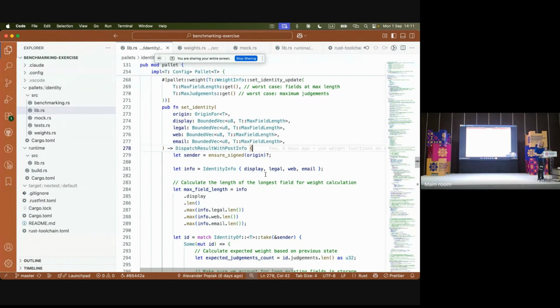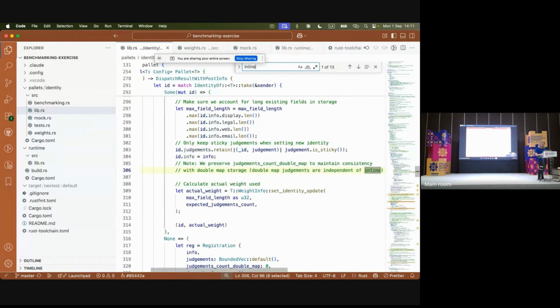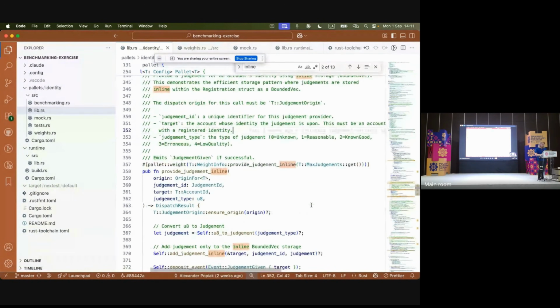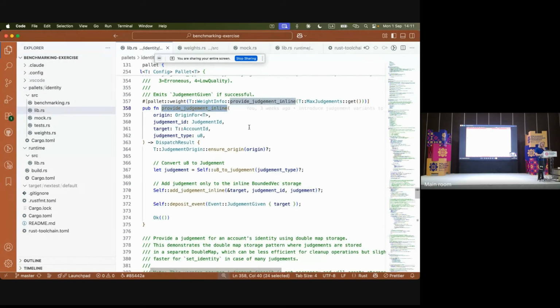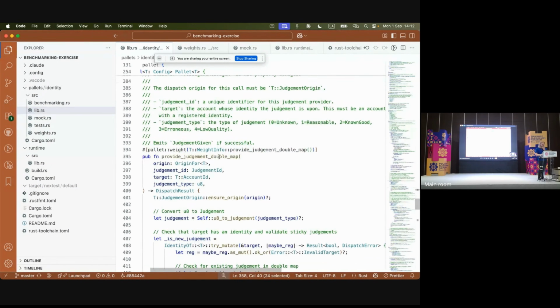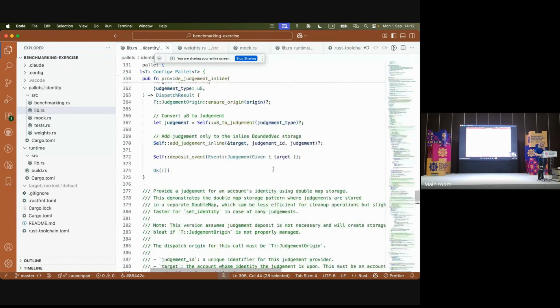Perfect. Cool. All right. So the question came up, what is inline, what is double map? And I think I was not specific enough about what that means. We have 2 extrinsics. One is called provide judgment inline, and the other one provide judgment double map.